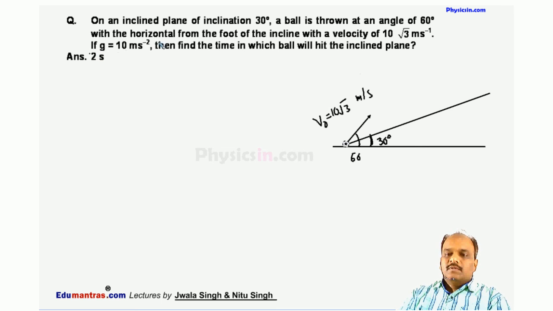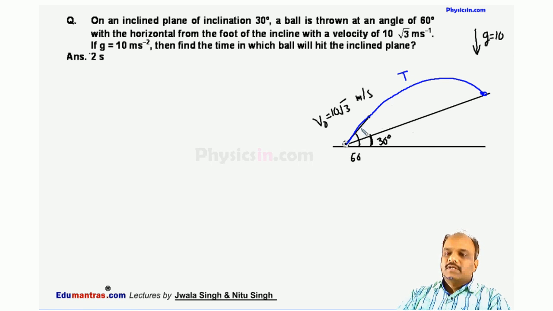If g is equal to 10 meter per second square, g will act vertically downward. Then find the time in which the ball will hit the inclined plane. Suppose this ball is projected at an angle of 60 degrees, so it will move like this and strike the inclined plane somewhere here. We have to calculate the time of flight.